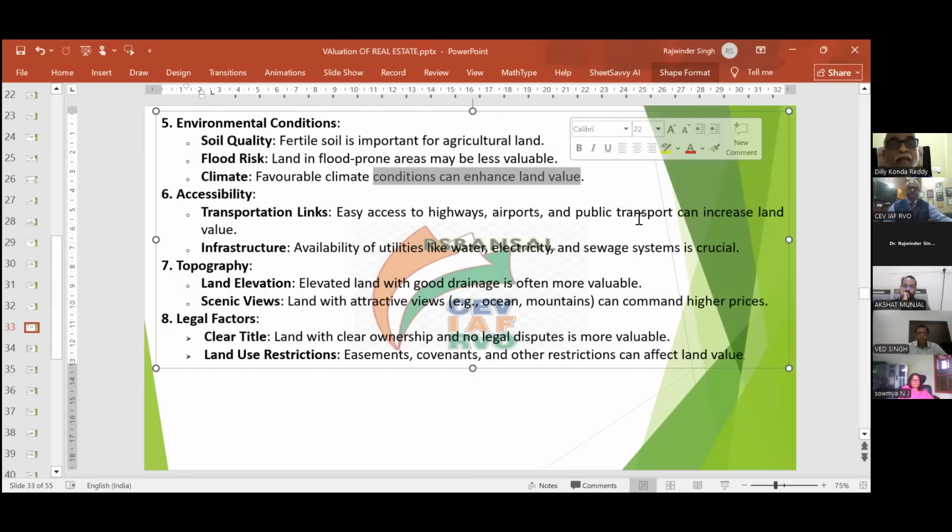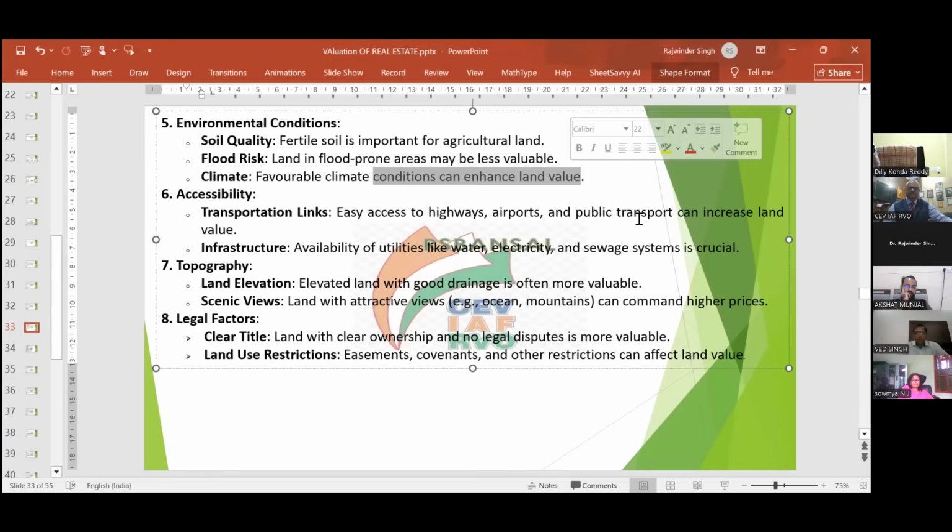Next is accessibility. Accessibility means transportation links such as easy access to highways, airports, public transport. These things can increase the value.